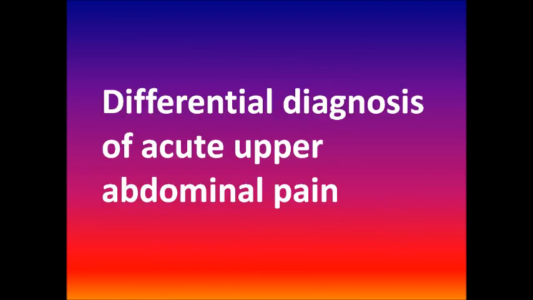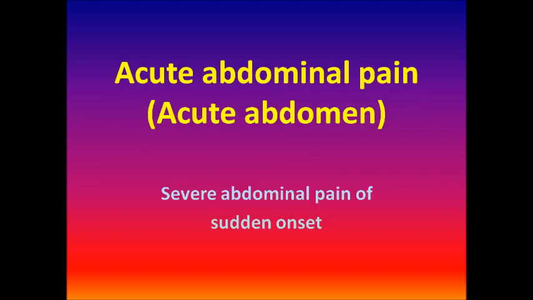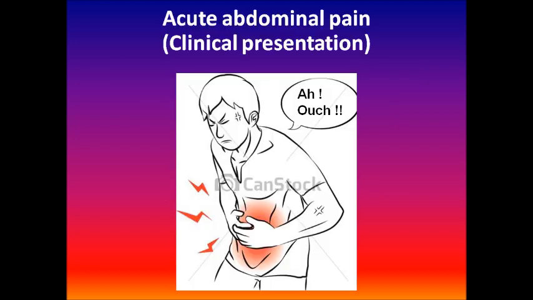Today, through this presentation, I am going to discuss the differential diagnosis of acute upper abdominal pain. Acute abdominal pain is fondly called acute abdomen. This is defined as severe abdominal pain of sudden onset.